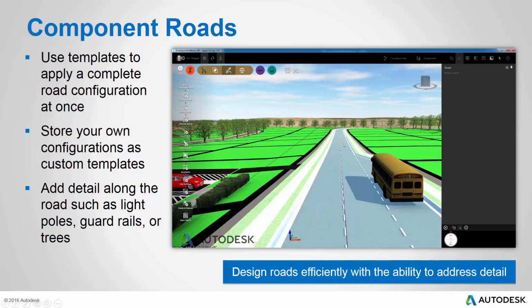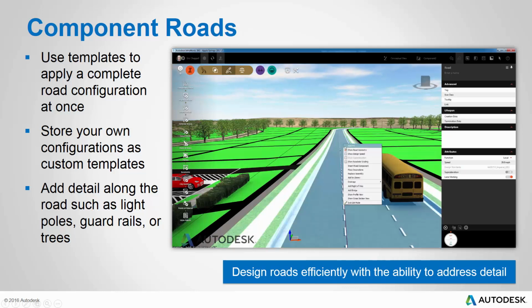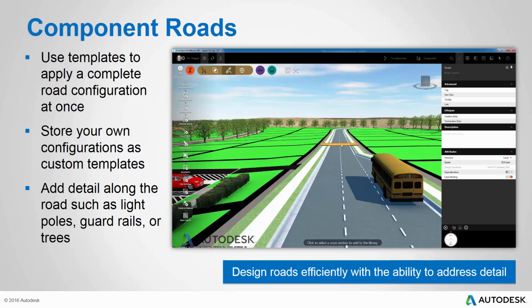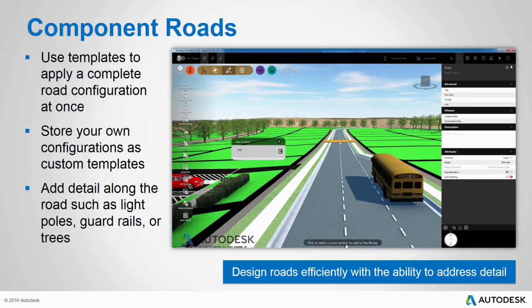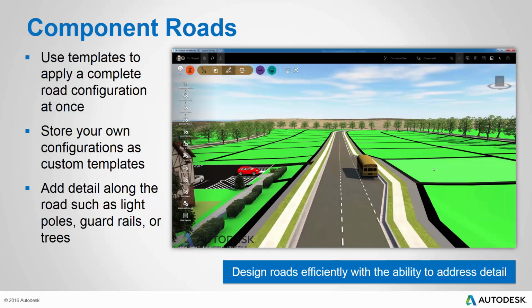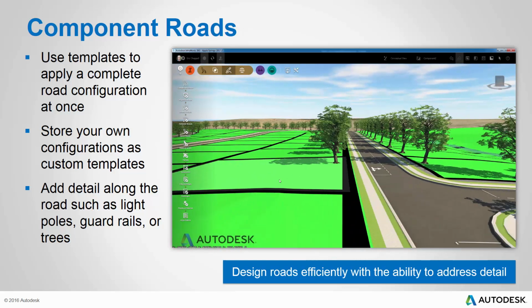Let's take a look at some other things that you can do with component roads. For example, you can use templates to apply a complete road configuration at once. Watch as we take the current road configuration and store it as a template in the library, and then apply it to another road in the same project.